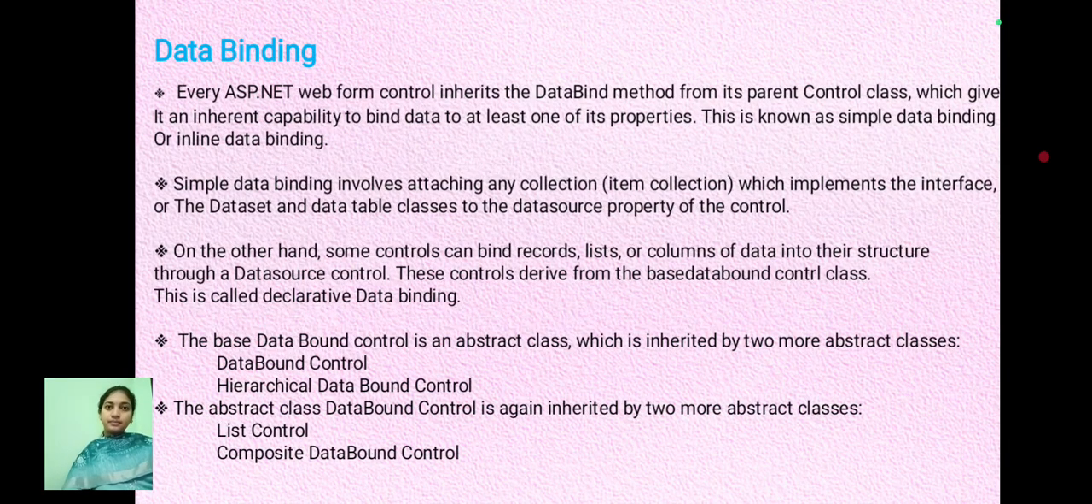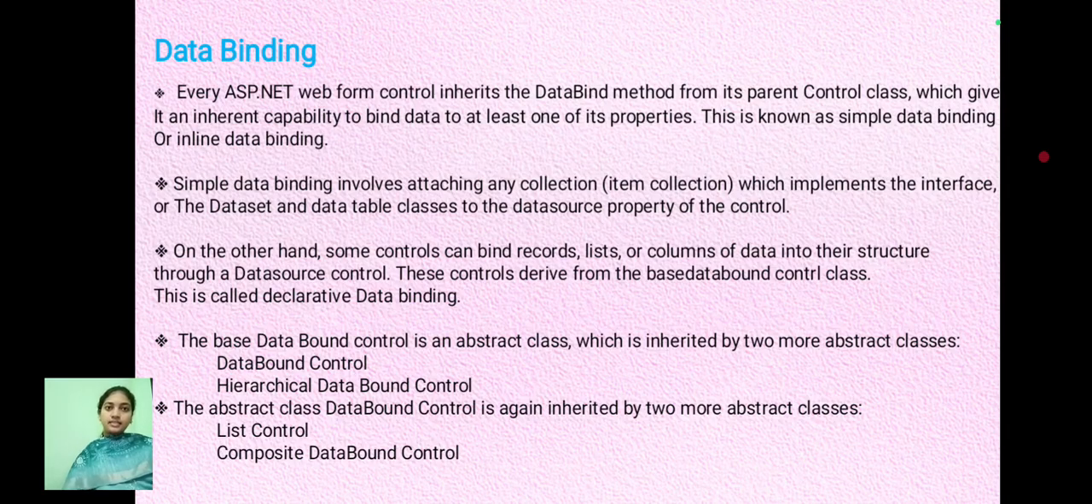Data binding. Every ASP.NET Web Forms control inherits the DataBind method from its parent control classes, which gives it an inherited capability to bind data to at least one of its properties. This is known as simple data binding or inline data binding. Simple data binding involves attaching any collection or item collection which implements the interfaces, such as the dataset and data table classes, to the DataSource property of the control.